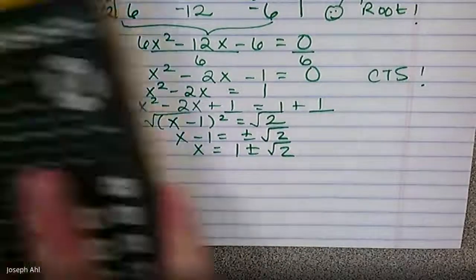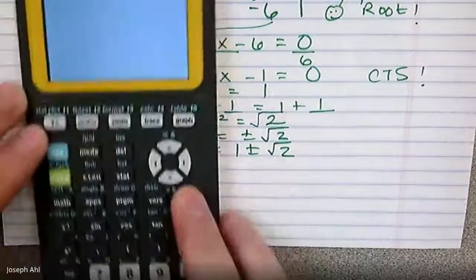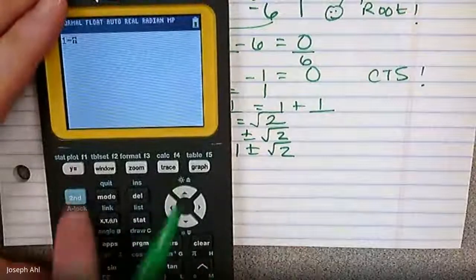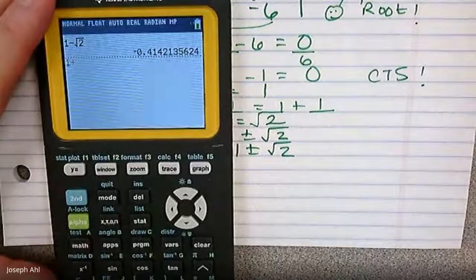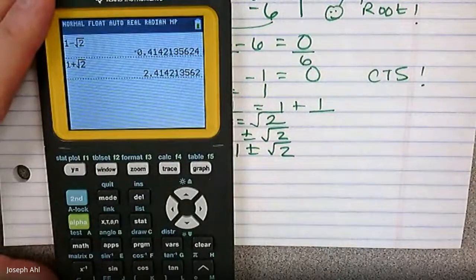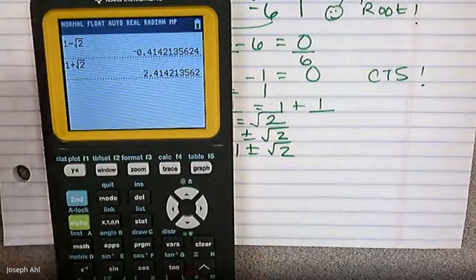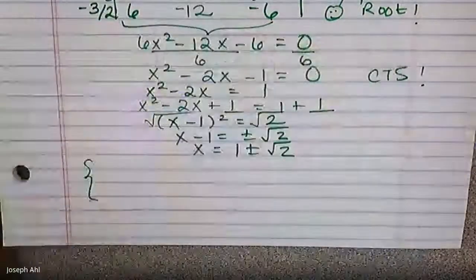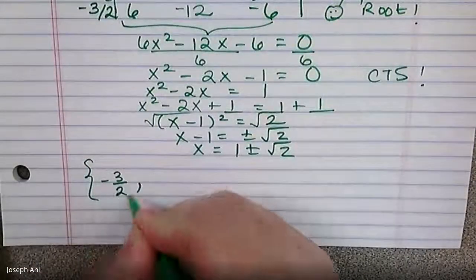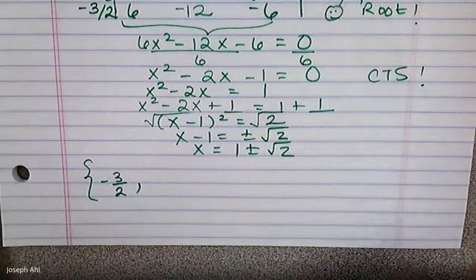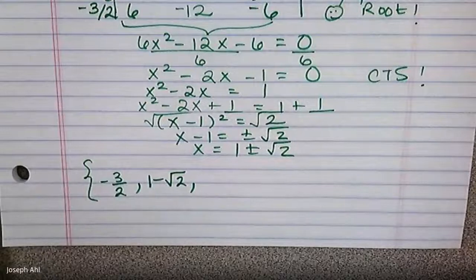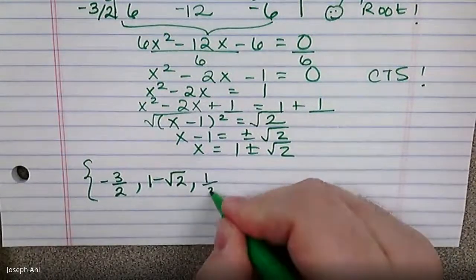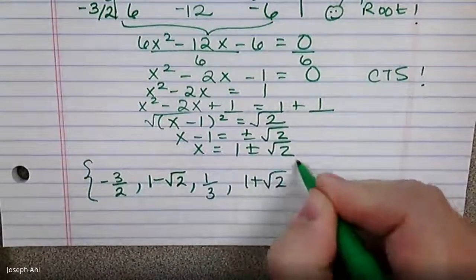And just out of curiosity, let's take a look at what those are as decimals. So 1 minus the square root of 2 is about negative 0.4, and 1 plus the square root of 2 is 2.4. So if I think about the total list of roots that we have, negative 3/2. And again, you don't necessarily have to list them in order, but technically if they were in order, the next one would be 1 minus radical 2, because it's negative 0.4. And then from there, we would have 1/3, and then 1 plus the square root of 2.